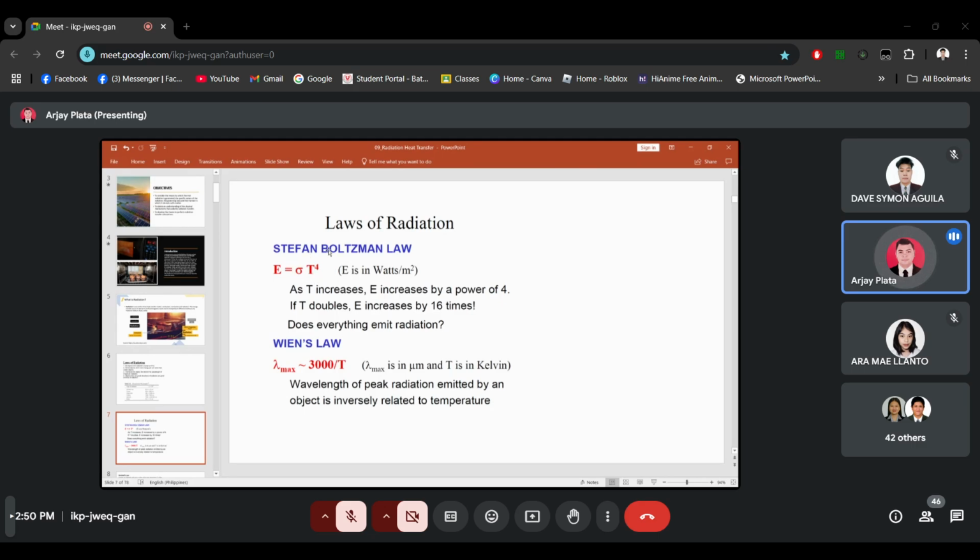This formula is for the black body. As you can see, we don't have emissivity yet because the black body absorbs all the energy coming from the source. So the next law is Wien's law.